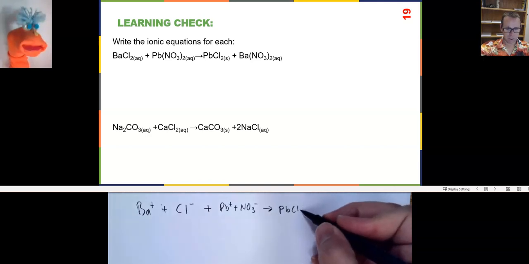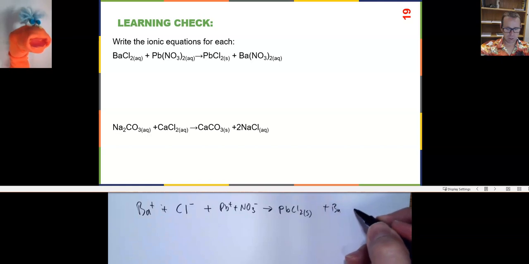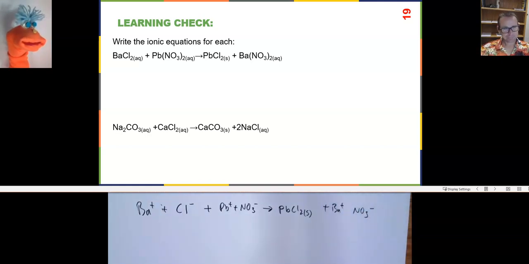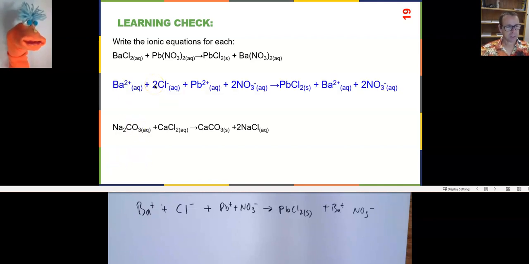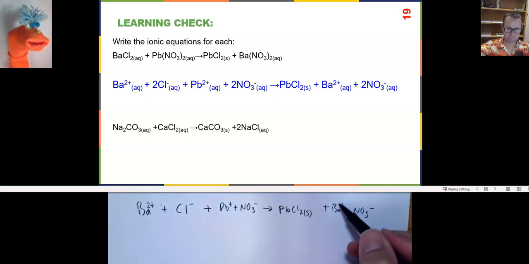And then lead chloride. It doesn't break up because it's solid. Okay, and then what? Barium ions and nitrate ions. Like this? Yeah. Okay, let's compare it to the answer here. Did you get it right? Yeah, I got it right. Well, almost, didn't you? Barium ion isn't a plus one, is it? Oh, no, yeah, two plus on the barium ions. Okay, so I got to put two plus on there.